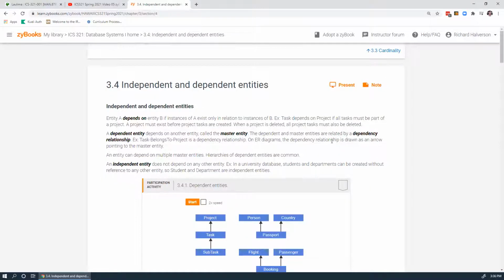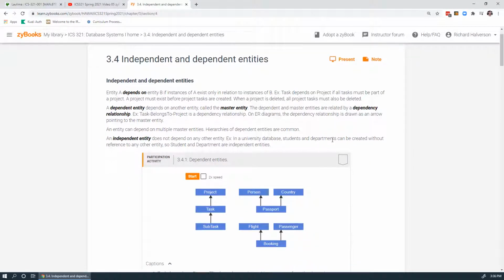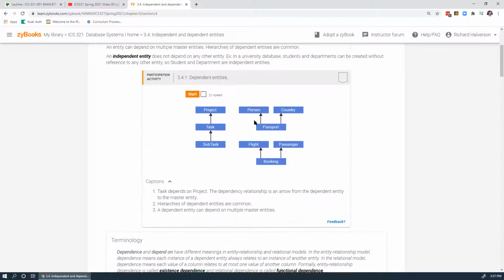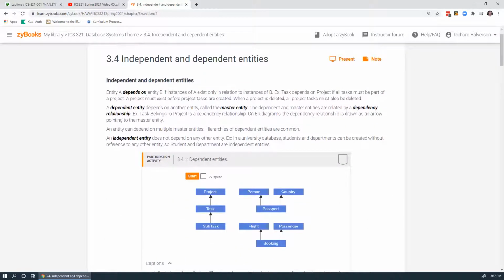In 3.4, we start to talk about independent and dependent entities. This dependency is not the same as dependency in databases. We're not talking about functional dependencies, we're talking about existence dependencies. Entity A depends on entity B if instances of A can exist only when they're in relation to an instance of B.